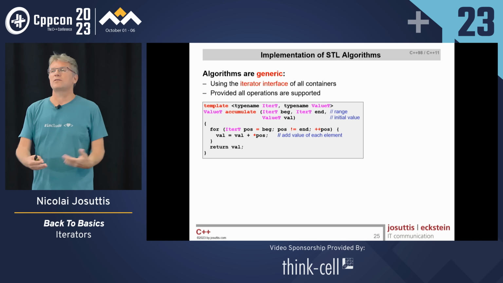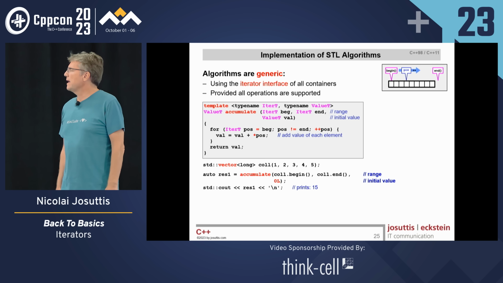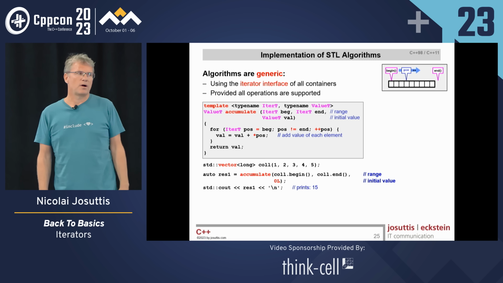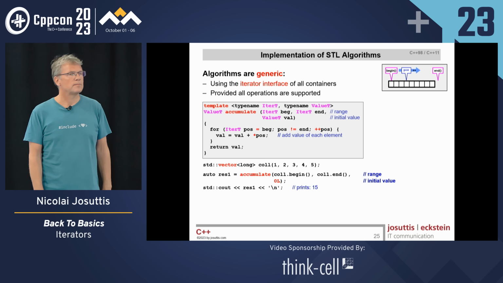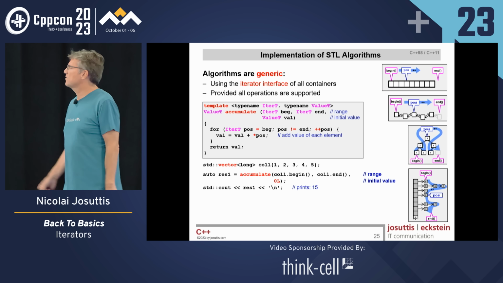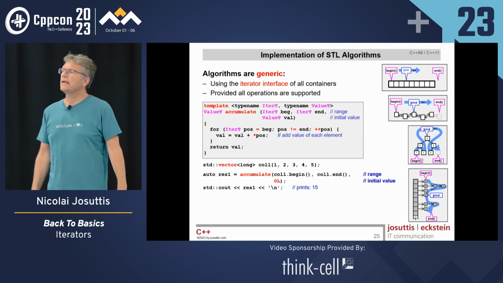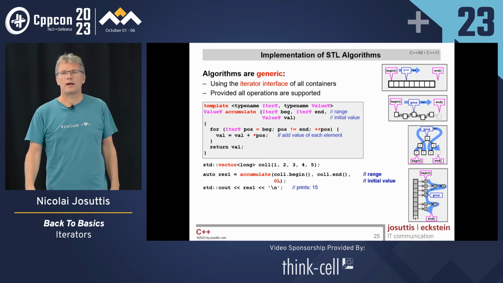And internally, we do what you just learned: let's initialize an iterator with begin, and while we are not at the end, go always to the next element, and add the current value to the existing value. So we can use that for a vector of long values, and we get the sum of all the long values in this vector. As this is generic code, it works for all the containers, for all the data structures, and for all element types, as long as the element types understand plus.